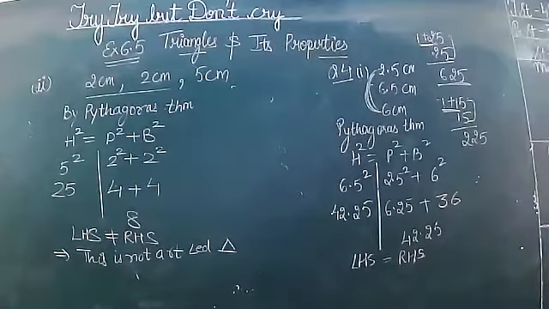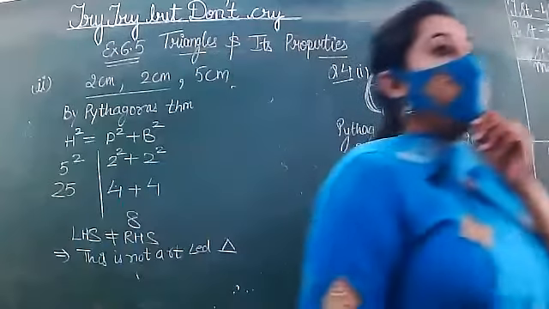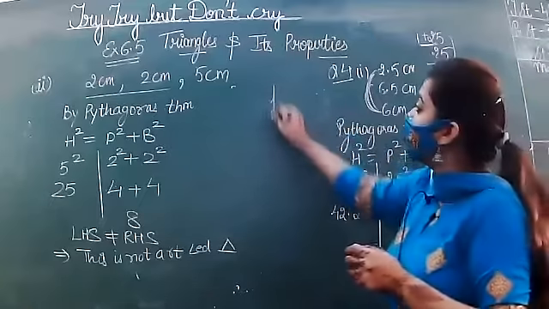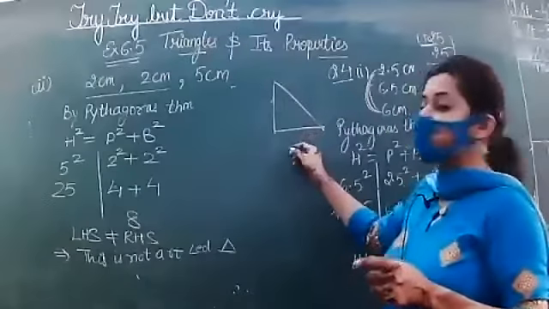Third part, mark it down, that you will do in the rough notebook as homework. Yes, we have done with these two parts, and the question is, if it is a right angle triangle, then identify the right angle from this.